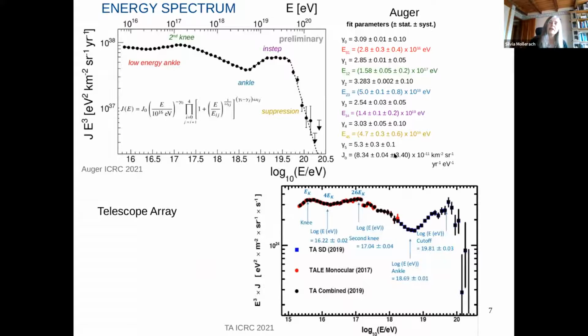So going now to the main results obtained, we can see here a very precise measurement of the energy spectrum by both observatories. We can see very clearly the second knee, the ankle, and the final suppression of the spectrum. Also, a low energy ankle appears at about 3 times 10^16 electron volts. And then this newly observed feature called the instep, that is a softening of the spectrum that appears at 10^17.5 eV.